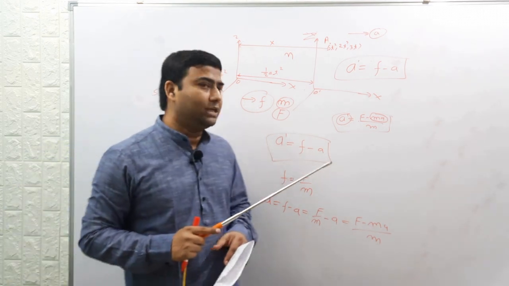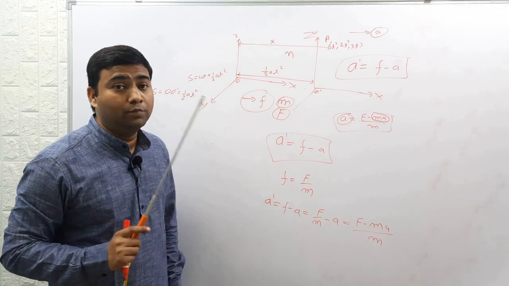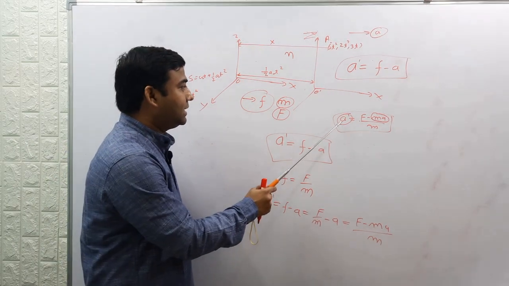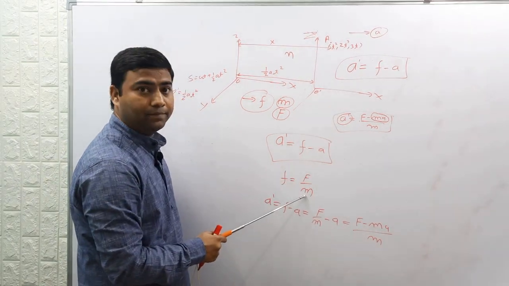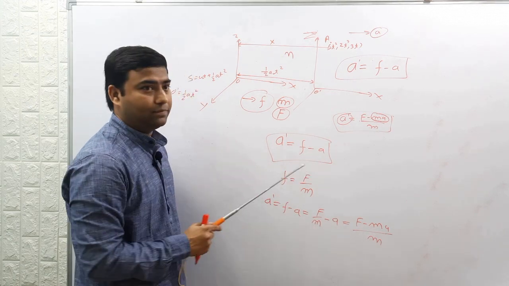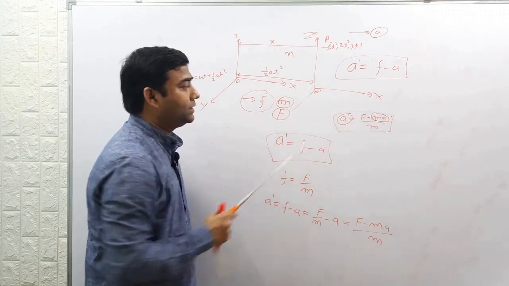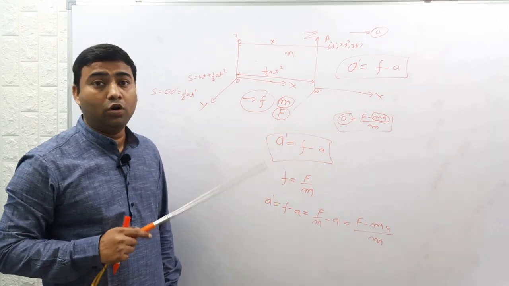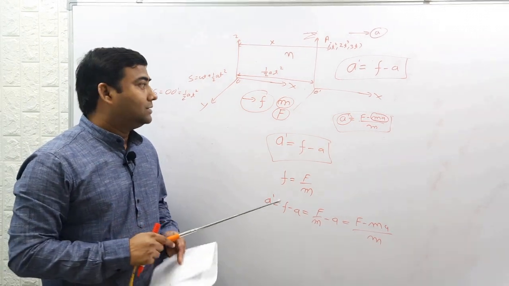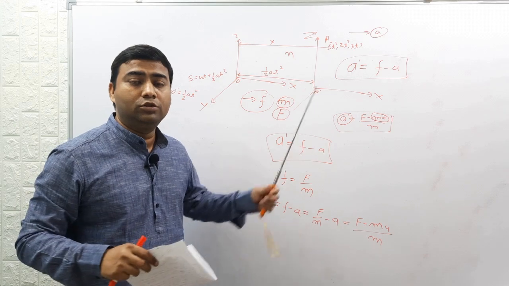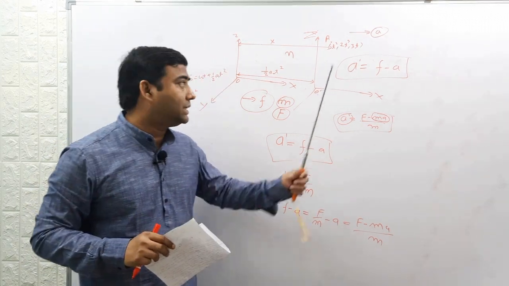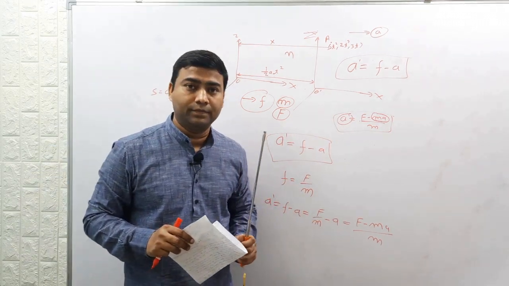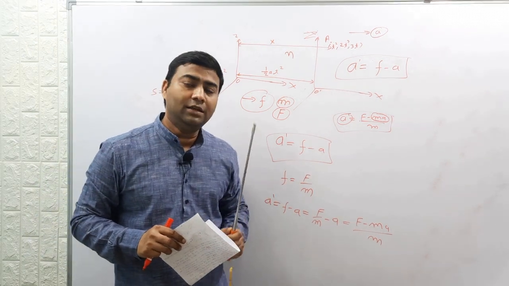One more important thing you can see here: Newton's laws of motion are not applicable in this frame, because here the acceleration of the particle is not F by m, it is F minus ma by m. It is after application of pseudo force. So this is called a non-inertial frame, because this frame doesn't obey Newton's laws of motion. Newton's laws cannot be directly applied in this frame, which is moving with constant acceleration. Hence, this is called a non-inertial frame.